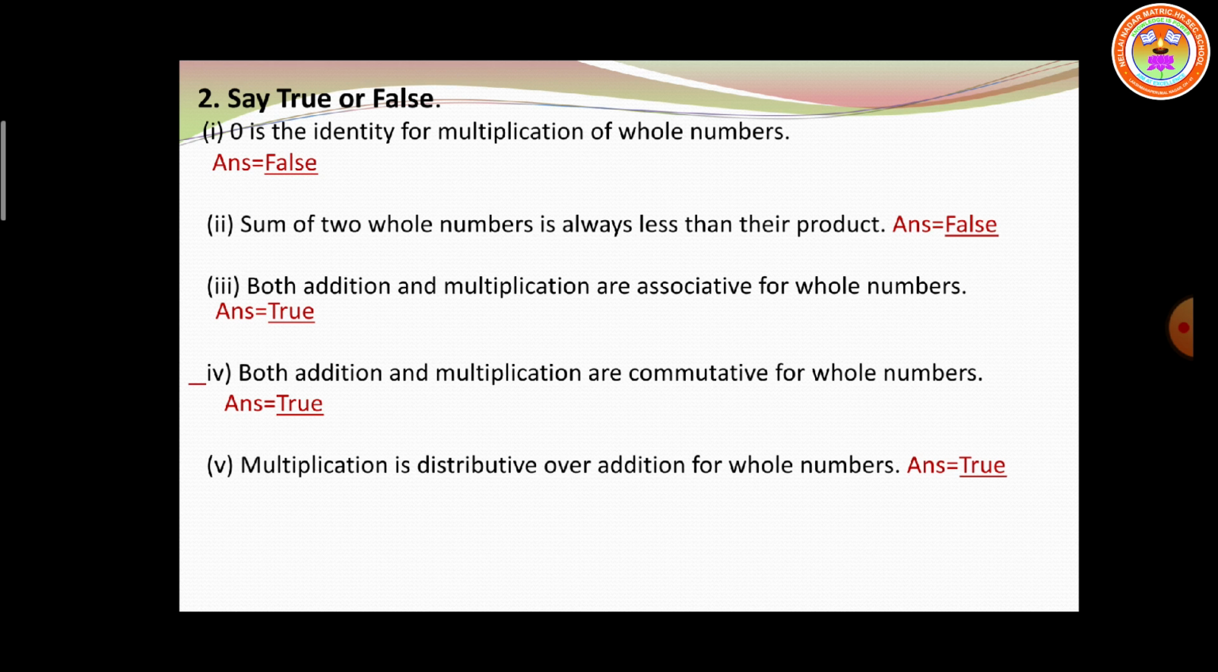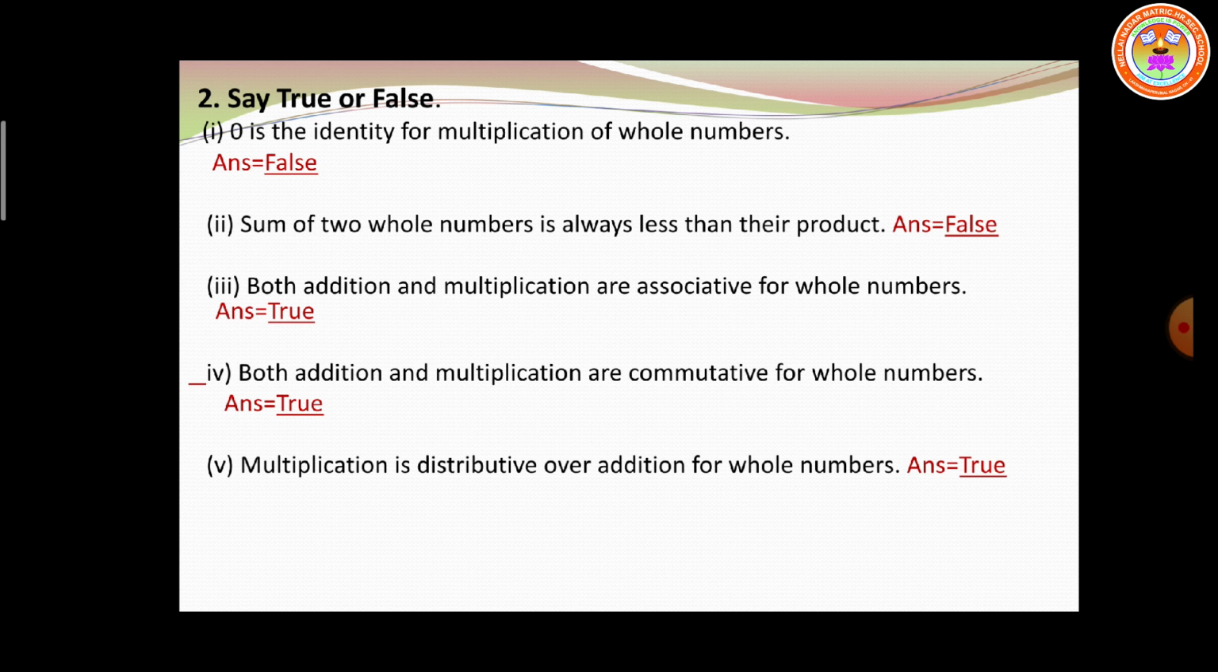Then second one, sum of two whole numbers is always less than their product. You can take any two whole numbers, for example, 1 and 2. If you add 1 plus 2, it is 3. What is the product of 1 into 2? 2 only. So the statement is wrong. You will get a sum more than their product. So this statement is false.